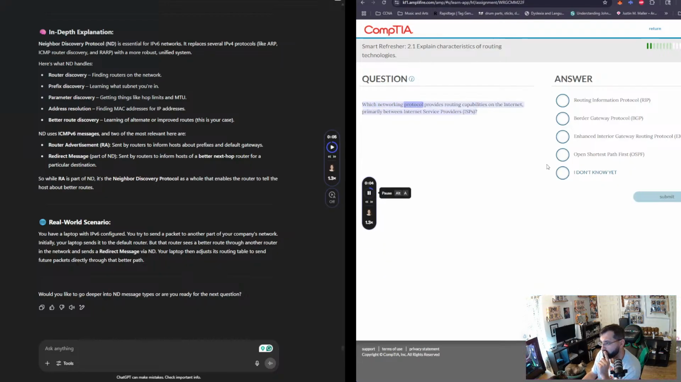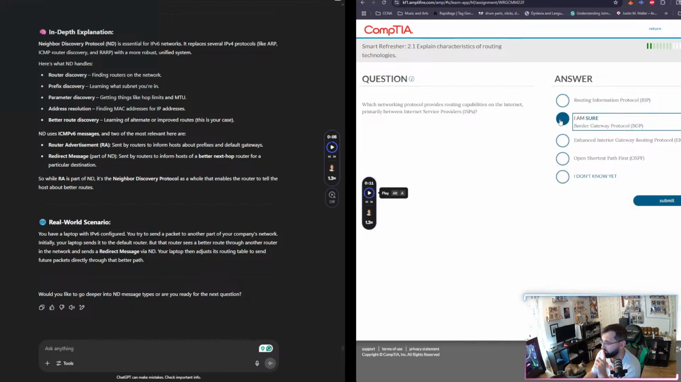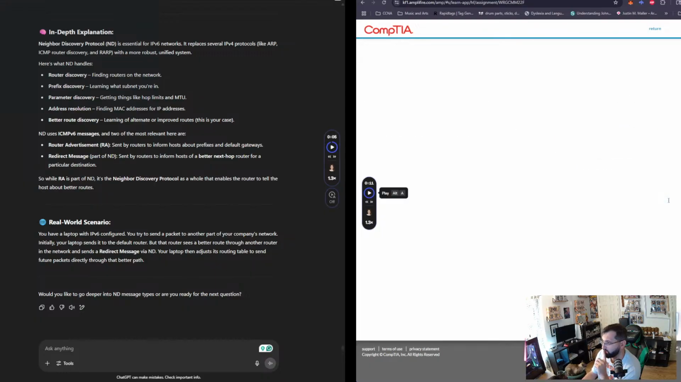Which networking protocol provides routing capabilities on the internet, primarily between internet service providers, ISPs? The BGP. No. Yes. Yes.